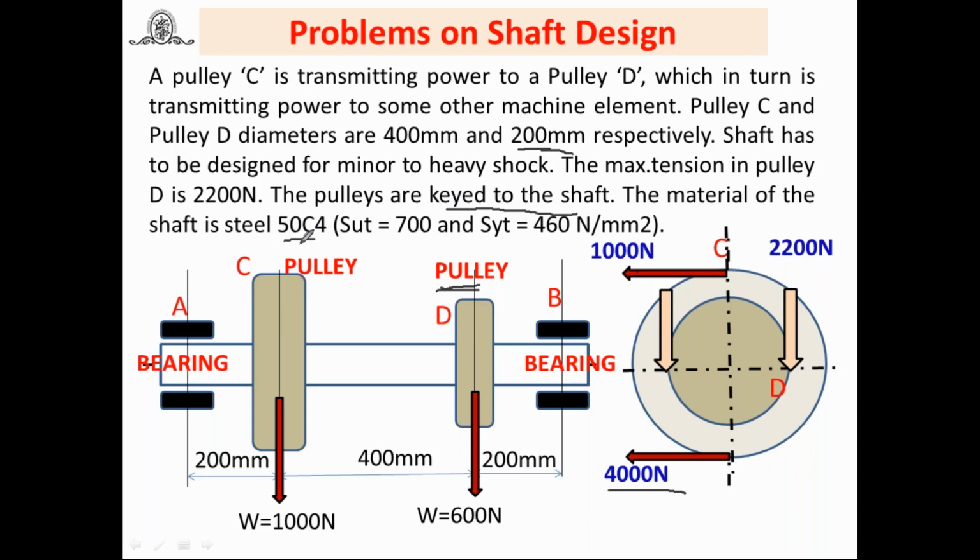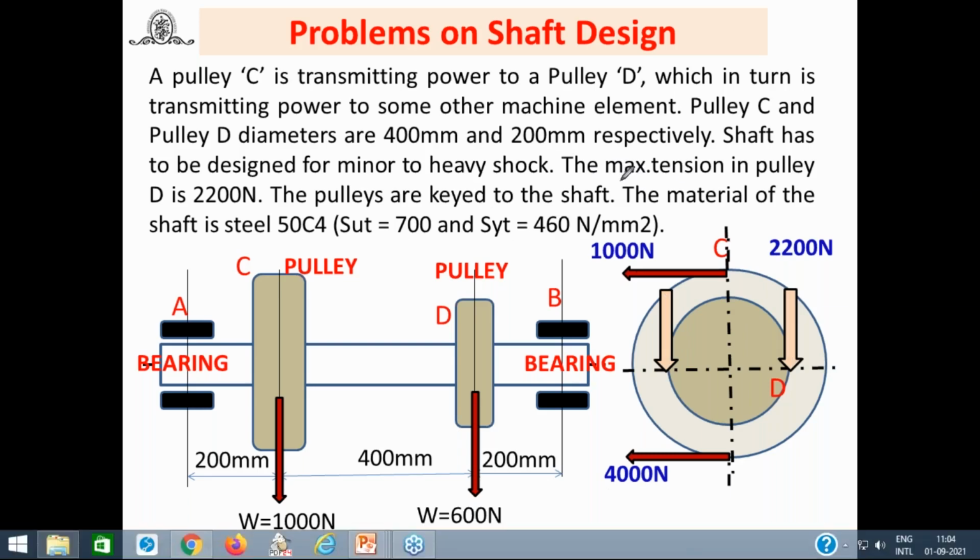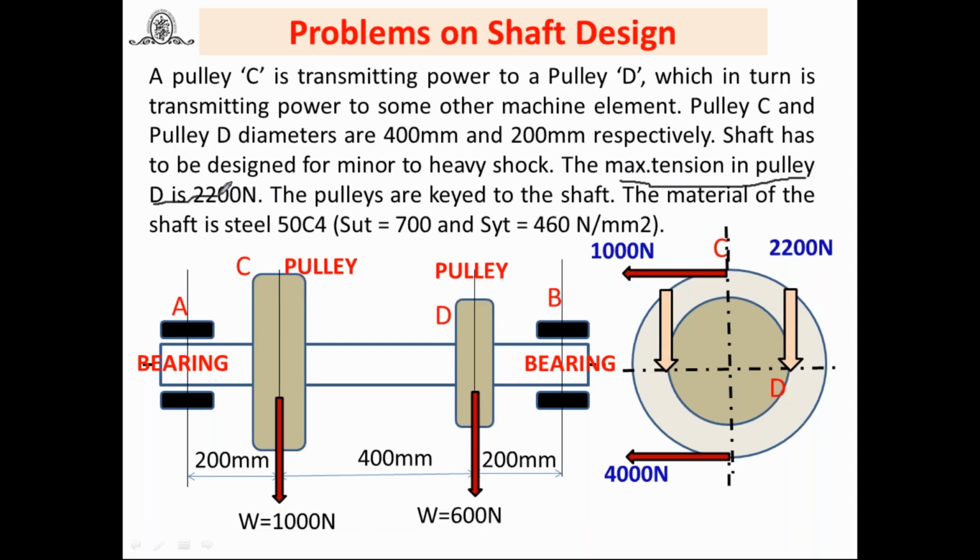And the material of the shaft is 50C4. You can note down SUT 700 and SYT 460. You have to solve this problem at home as a practice. And here pulley D transmits vertically. Look at this, vertical forces are shown. And it consists of a tight side and slack side, but I have not given these forces. For that purpose, what I have mentioned is that the maximum tension in pulley D is 2200 Newton.